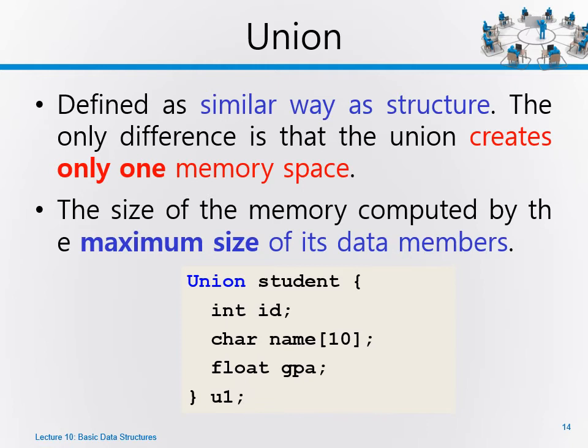For the union, it is defined in a similar way as the structure. The difference is that the union creates only one memory space, so the size of memory is computed by the maximum size of its data members. For example, we have a union of a student. We have integer ID, character name, float GPA, and this is your variable for union 1.